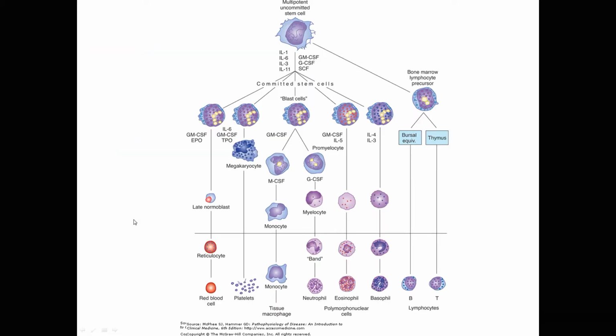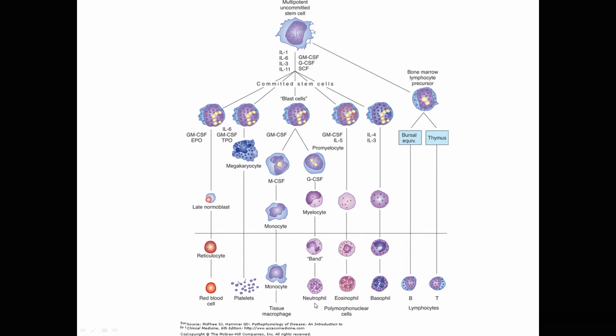White blood cells originate from multipotent uncommitted stem cells in the bone marrow under the influence of regulatory factors such as cytokines, interleukins, and colony-stimulating factors. Precursors produce blast cells and lymphocytic precursors, which are later subjected to further transformation in lymphoid organs.